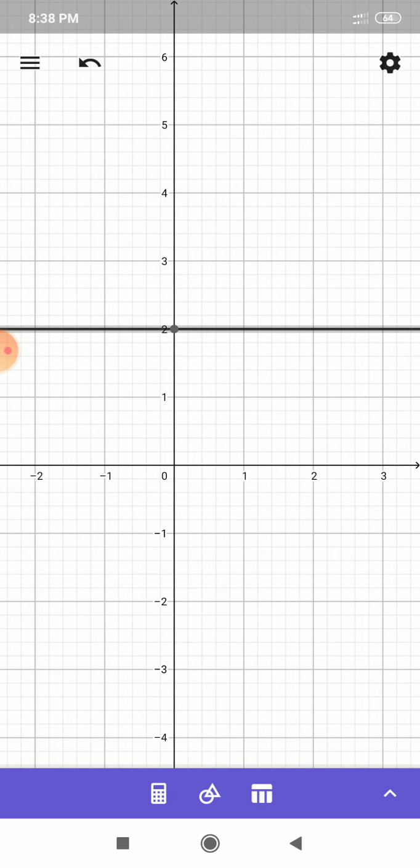As the function is defined from R to R, the domain is R. And what about its range? The range is the y values at which the graph is there. The only y value at which the graph is there is the point 2. So the range is the singleton set {2}. So I will repeat, the constant function is a function defined from R to R, defined by y is equal to c. Its domain is capital R and its range is the set {c}. Okay.